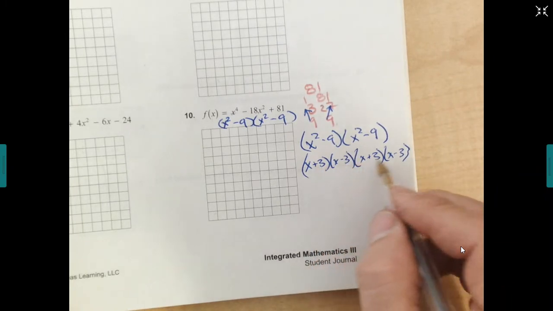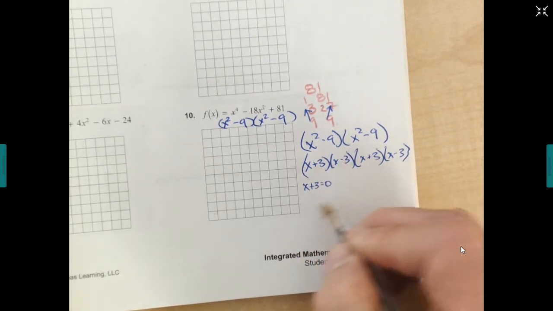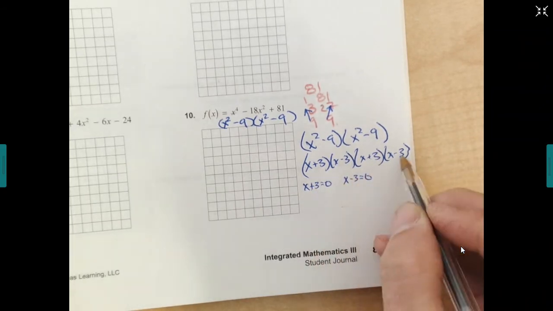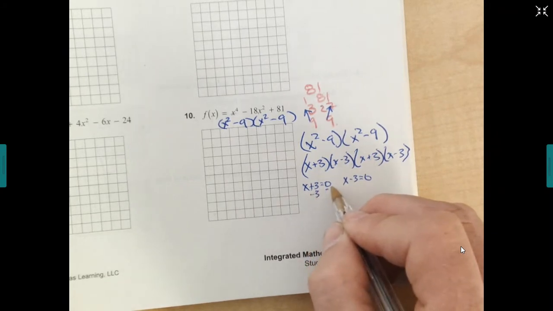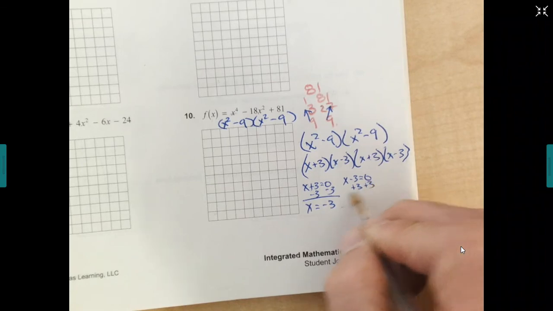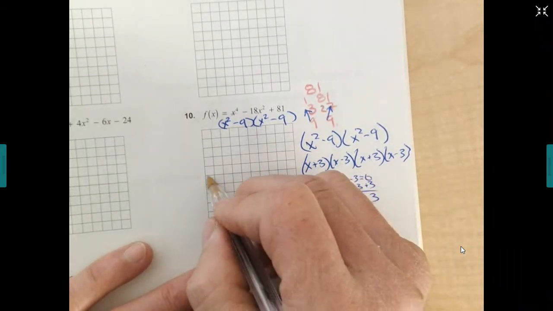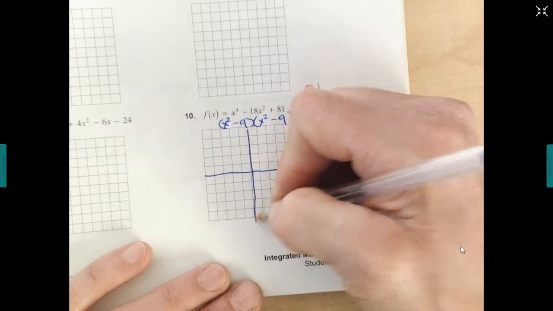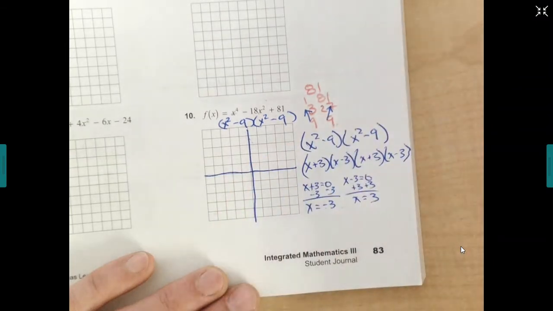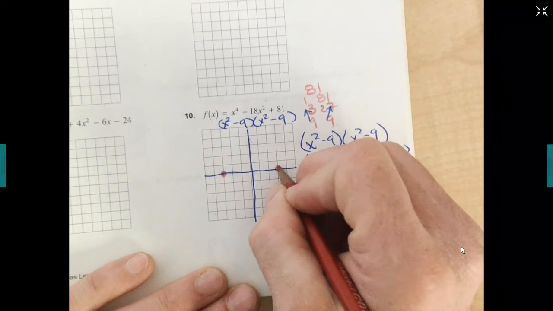So what do I get? If any one of these equals 0, I have my answer. So x plus 3 equals 0. X minus 3 equals 0. X plus 3, well, that's the same equation. So x equals negative 3 and x equals 3. So it crosses at negative 3 and 3, so I'm going to draw my graph here. Negative 3, 1, 2, 3. Positive 3, 1, 2, 3.